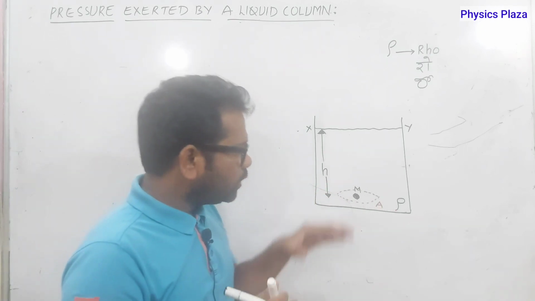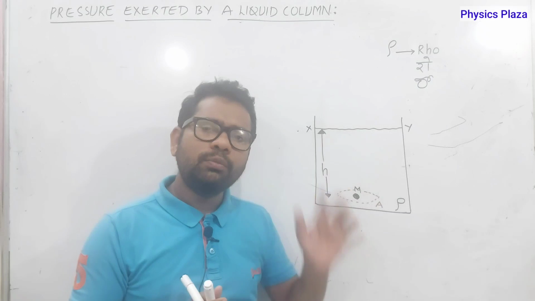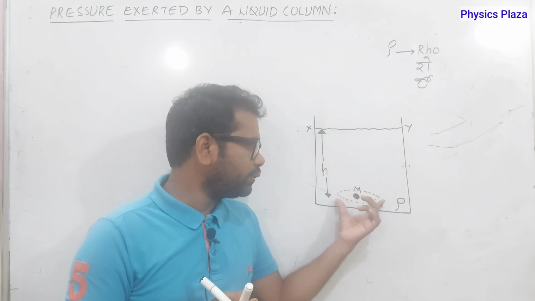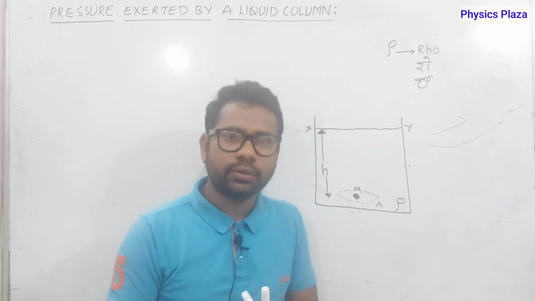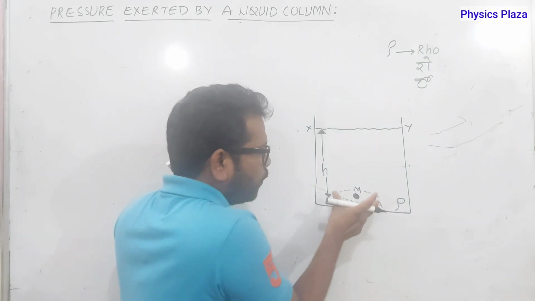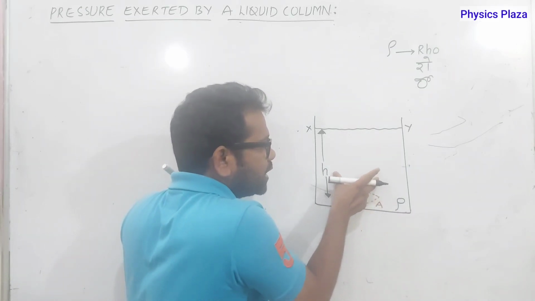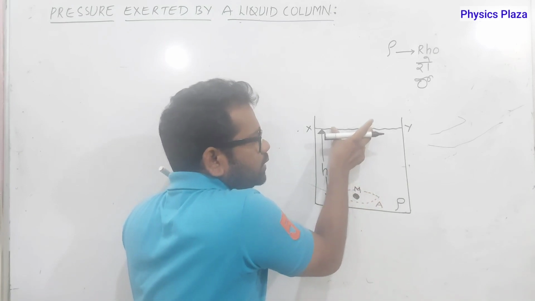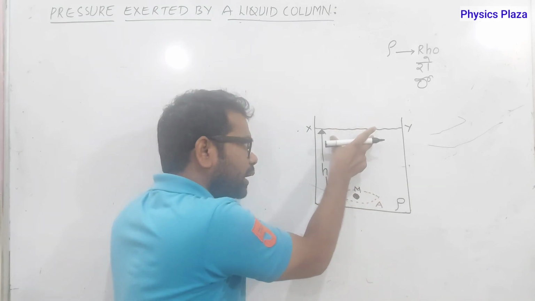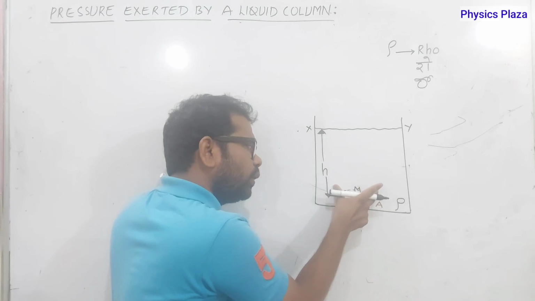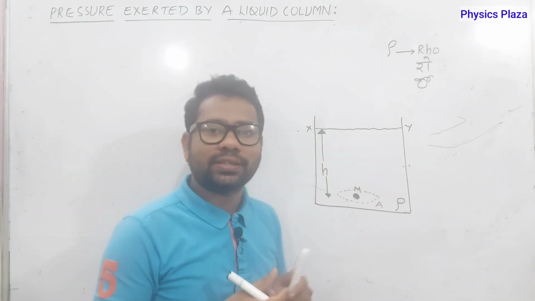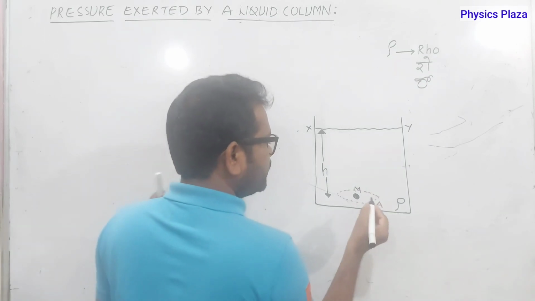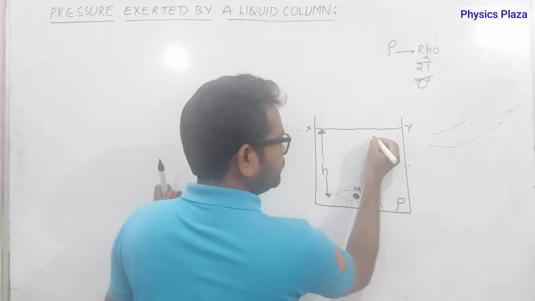Okay, fine. Now the point is how much pressure will act on this, and who will exert the pressure? Obviously, the water which is above this surface. From its free surface till here, this entire liquid will exert pressure due to its weight. Yes, due to its weight. So what does that mean here? This entire column from here.